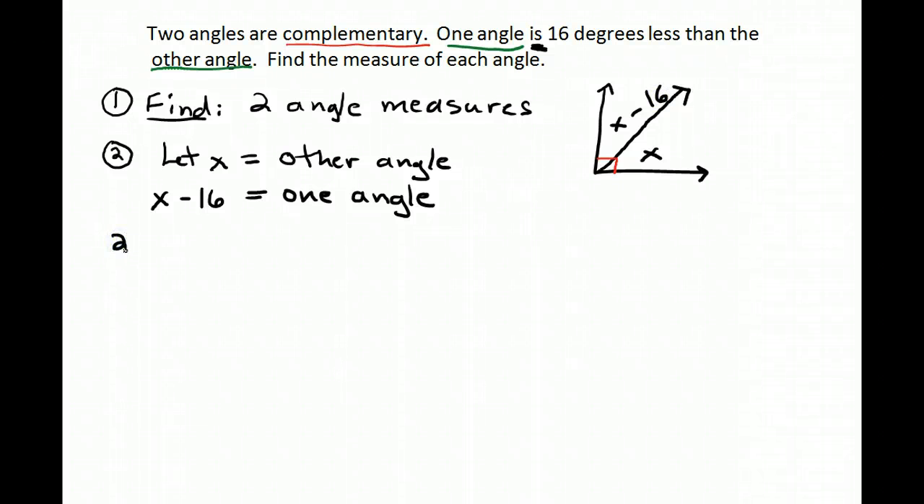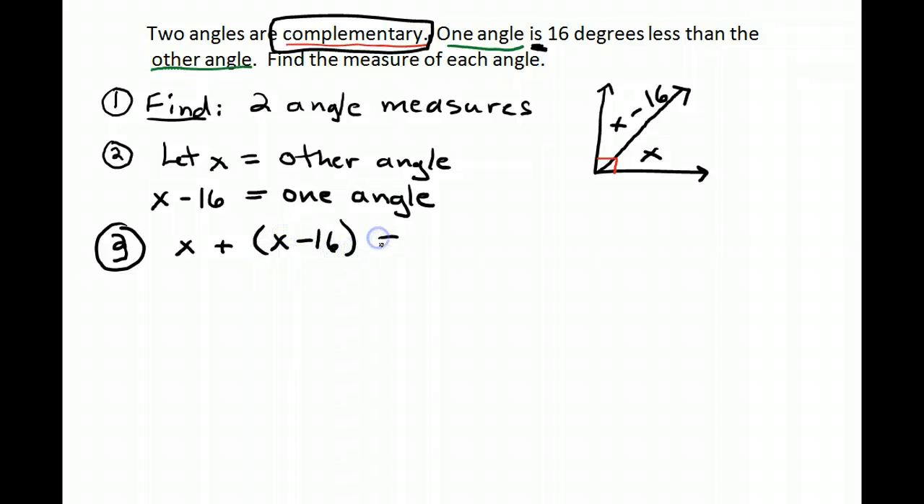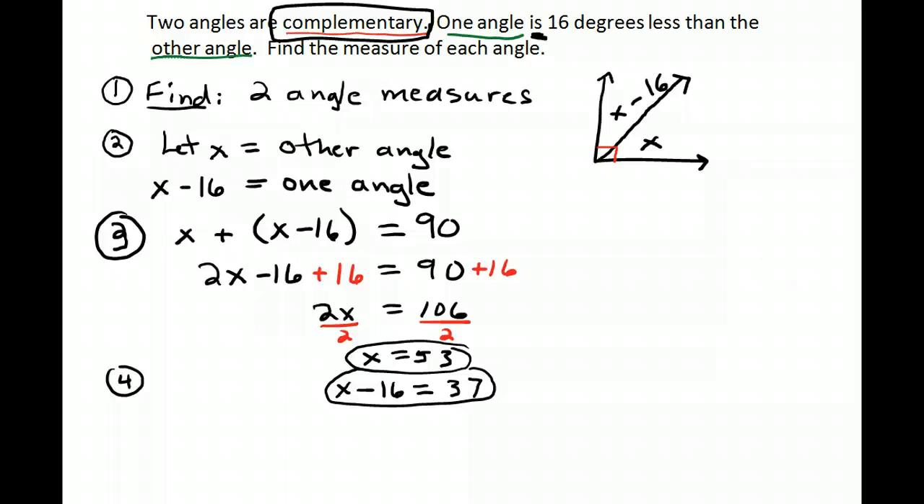All right, for your equation then, for step 3, you've used all of the information in the second sentence. What you have not used yet is the fact that they're complementary. So if they're complementary, that means if I add them together, x plus x minus 16, I have to get 90. Now we solve the equation. When I solve my equation, I get x equals 53 and x minus 16 is 37.